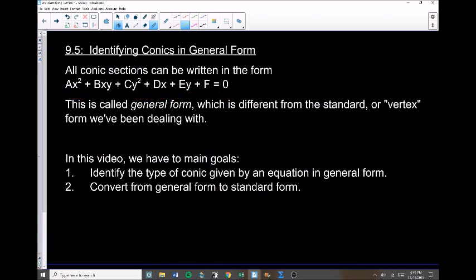dealing with. And just so you know, general forms of things tend to be equal to 0 and just have these capital letters for their coefficients. In this video, we have two main goals. One is to, given an equation in general form, identify what type of conic it is. And then two, to convert from general form to the standard or vertex form that we've been working with.